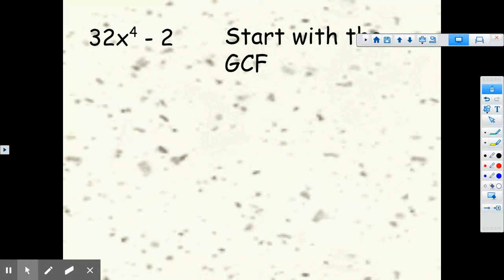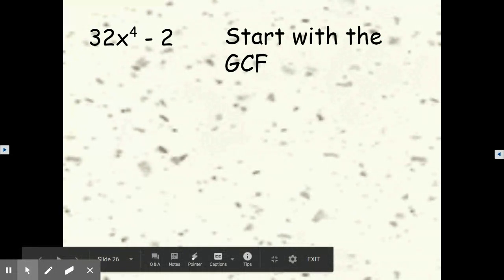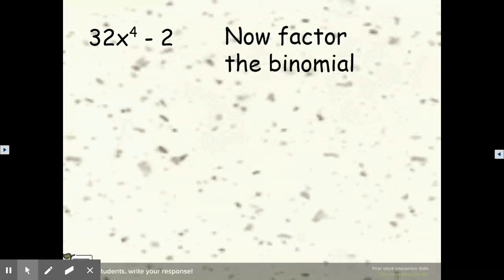Sometimes you have a greatest common factor, and that's the other thing that we need to be talking about. 32x to the fourth minus 2 has a greatest common factor of 2. So the first thing you do with this kind of problem is you'd factor the 2 out, and you'd be left with 16x to the fourth minus 1. It's a binomial. There are only 3 binomials that factor into 2 parentheses: difference of squares, difference of cubes, and sum of cubes. This is a difference. The question is, is this a square or a cube?